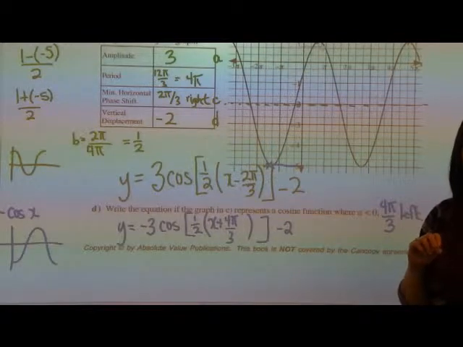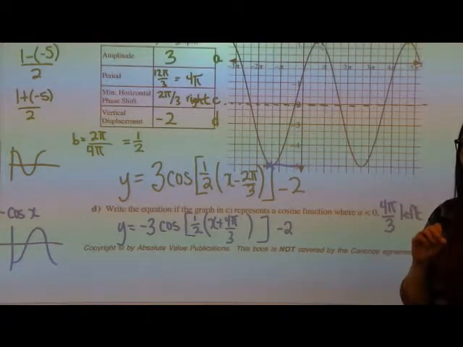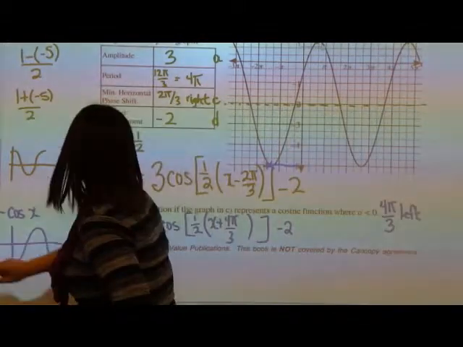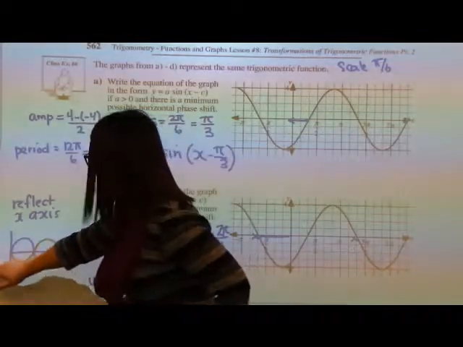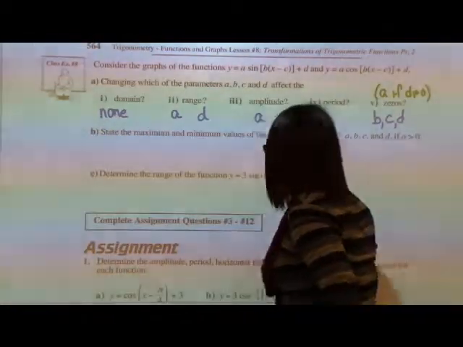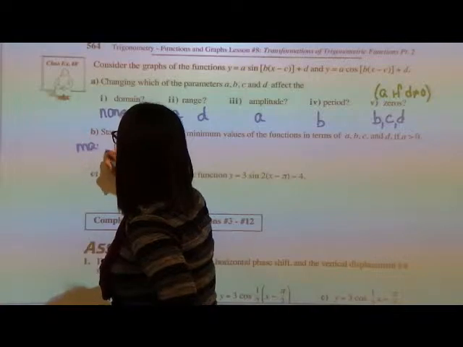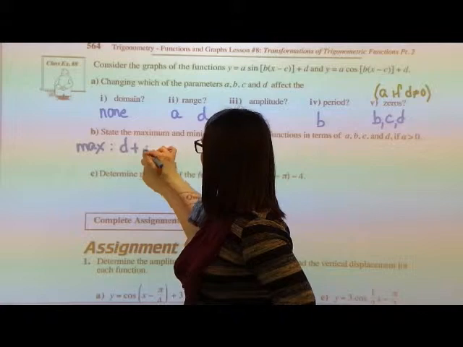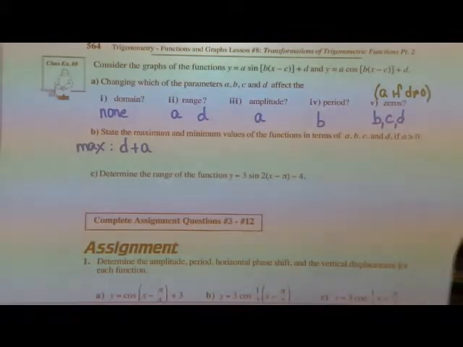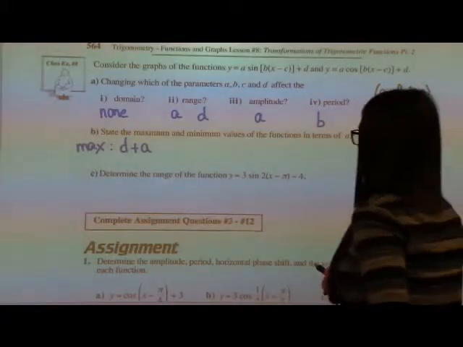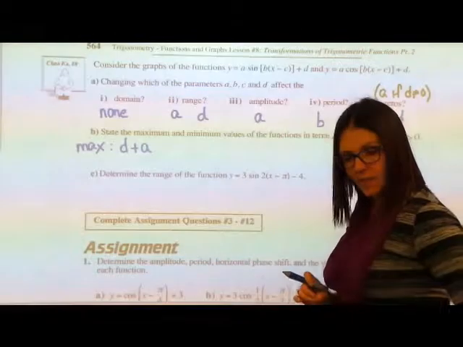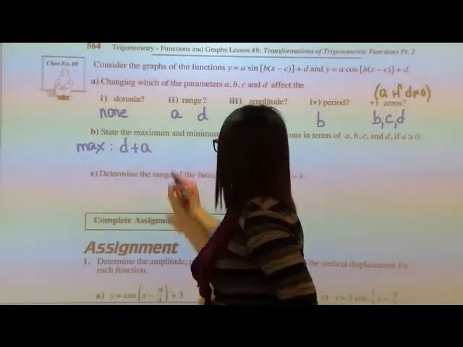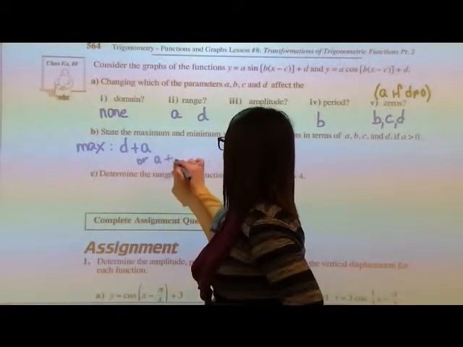How could I use them to get to -5? 3 minus -2? Would it be 3 minus -2 or -2 minus 3? -2 minus 3. So to find that maximum point, we took the vertical displacement and added it to the amplitude. So it could be A plus D.